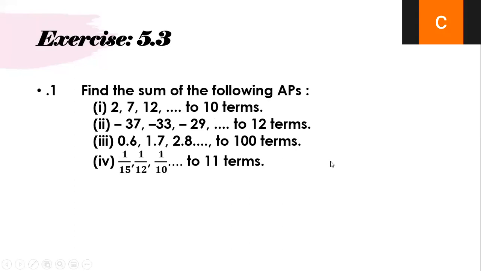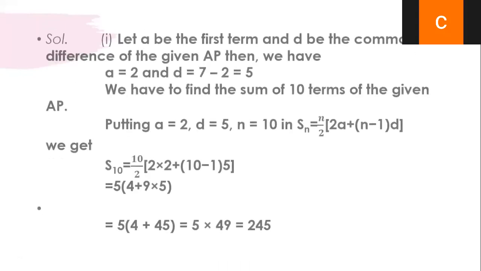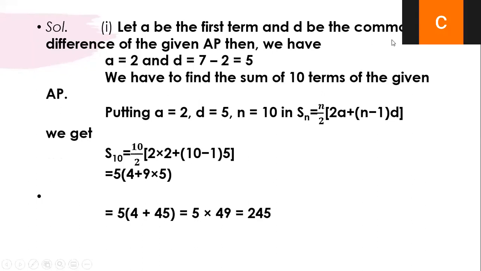Am I clear, children? So for the first one, let a be the first term, d be the common difference, a value 2, d value 5. I will apply these values in the sum of first n terms, that is n by 2 into 2a plus n minus 1 into d. Here 10 terms they said, so n value is 10 by 2 into 2 into 2 plus 10 minus 1 into d. So the answer is 245. Have you all got 245, children? Yes, ma'am. So we'll go for the second one.